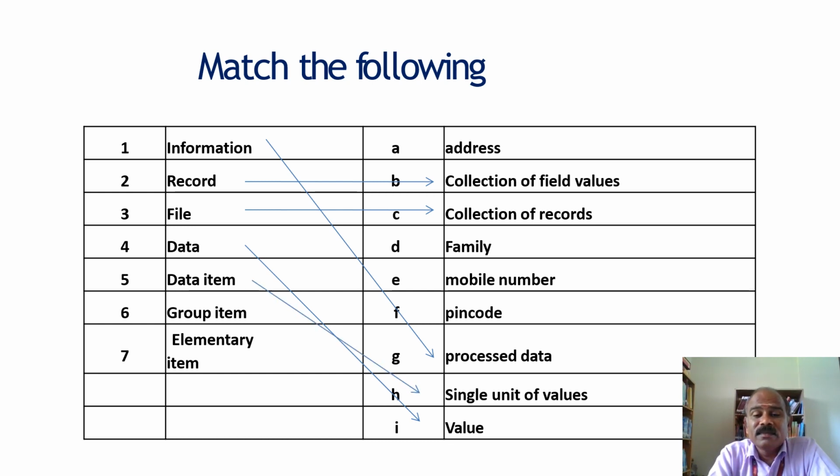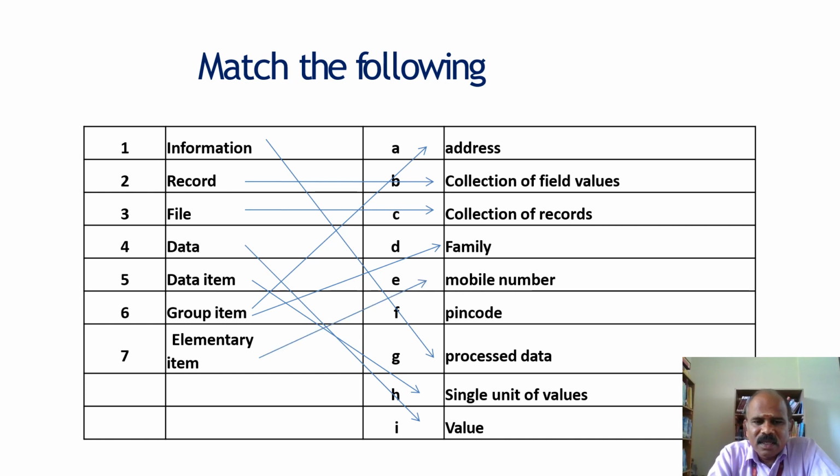Data item, an example for a data item. Yes, a single unit of value. Group item, family. Of course, family is a group item. Family can be divided into father, mother, son, daughter, like that. Very good. Address, yes, of course. First, door number, street name, address 1, 2. Normally in an address we'll have 4 or 5 lines. So it's a collection of data items under a group item.